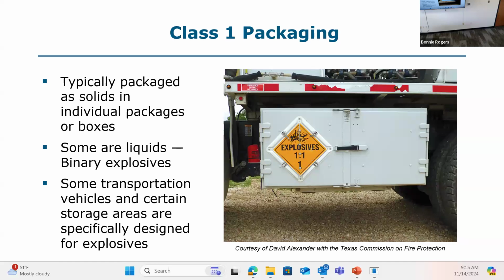Do you guys know what a binary explosive is? It's an explosive that has 2 components, and by themselves, each of those components are not explosive, but you put them together and then they become explosive. So here this area is designated specifically for those explosives. That might not be the full vehicle. So it's a certain storage area.